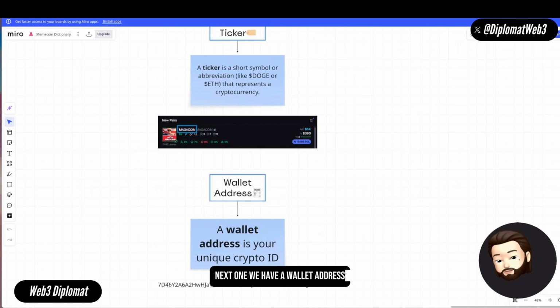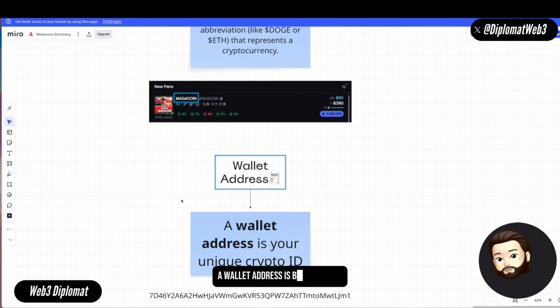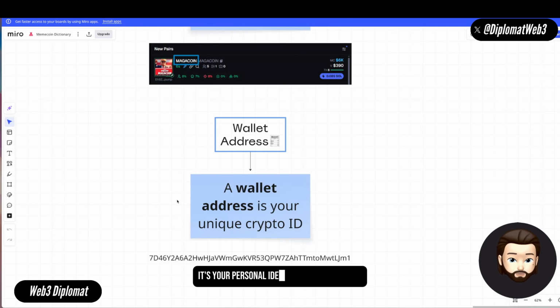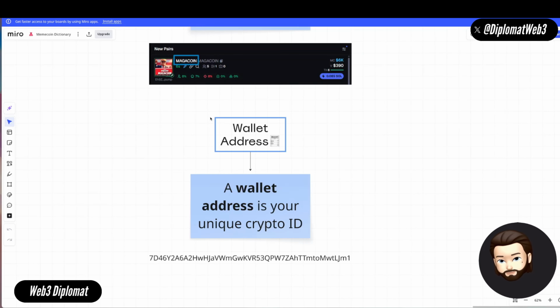Next one, we have a wallet address. A wallet address is basically your personal identifier of your wallet. It's like your crypto IBAN. People need it to send you crypto.